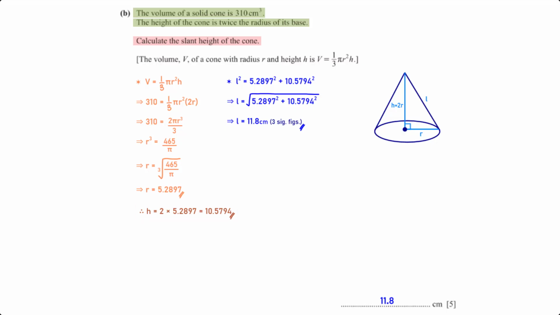10.5794. So now by applying the Pythagoras theorem, we have L squared equals 5.2897 squared plus 10.5794 squared. When we make L the subject, this is what we get. When we type this into the calculator, we get 11.8 centimeters, rounded to 3 significant figures.